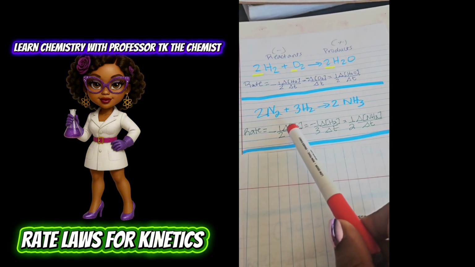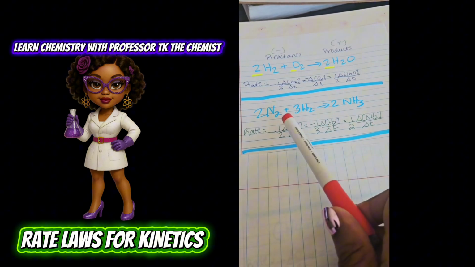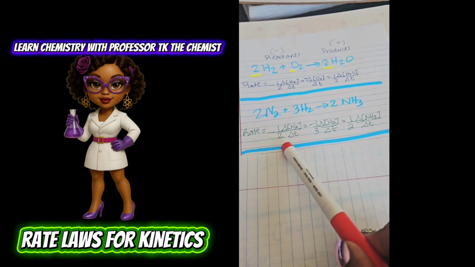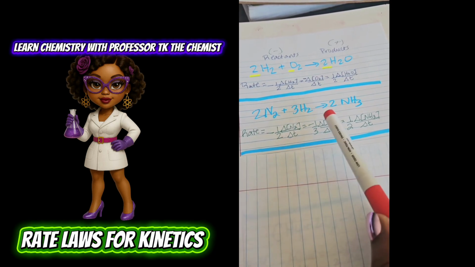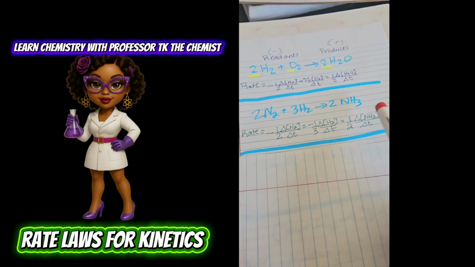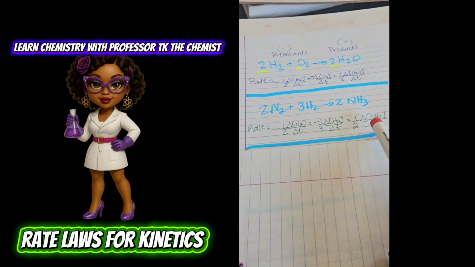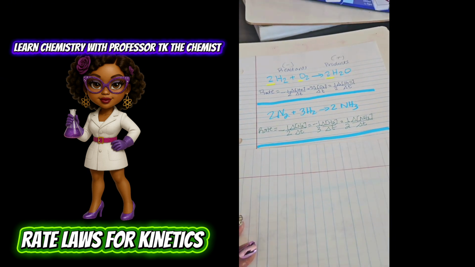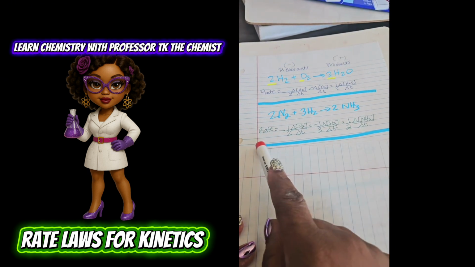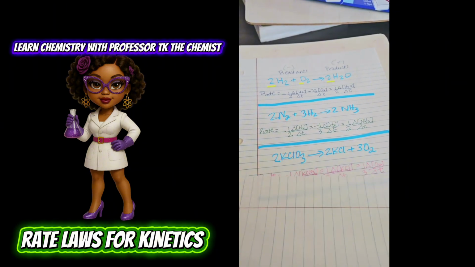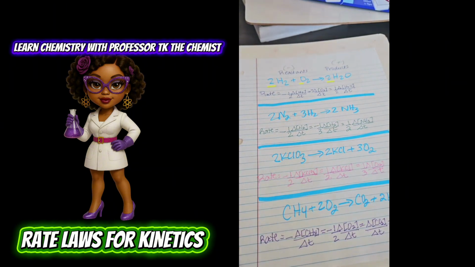On the top, you're going to put in brackets the concentration of nitrogen over the change in time, the concentration in time. Same thing for hydrogen. You're going to put the hydrogen over the change in time, and the same thing for ammonia, okay? Same thing right here. Now, when you do that, that's going to allow you to give the rate expression, okay? So again, all these examples here are called the rate expression.